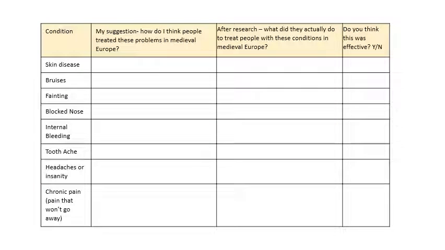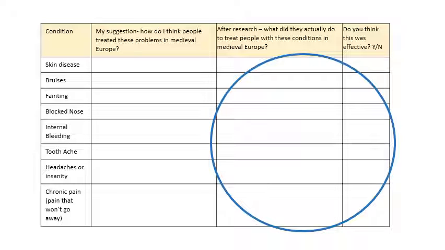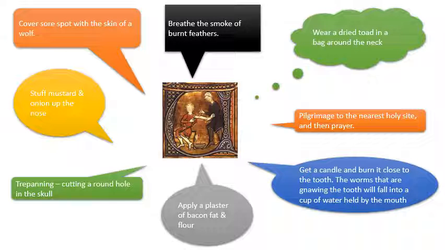So on your table for task 2, you're now going to complete the second and third column, because once you've done this, I'd like you to have a think very simply. Do you think it was effective? Would it have helped this health condition or not? Pause the video and see if you can match up these treatments to the conditions. Come back once you're ready.